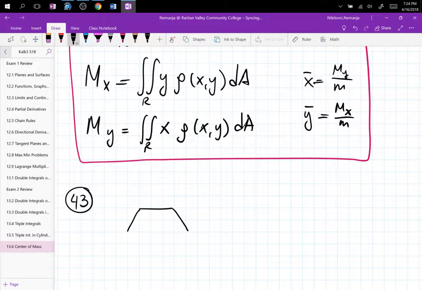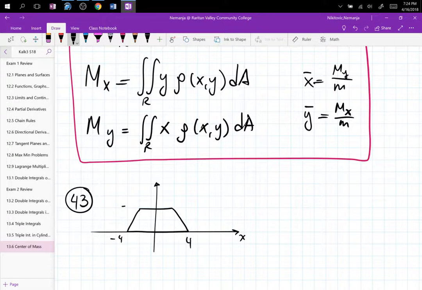We have a trapezoid, and this trapezoid has -4 and +4 on the x-axis, and then (-2, 2) and (+2, 2) on the y-axis, and that's that. So now we would like to center this.